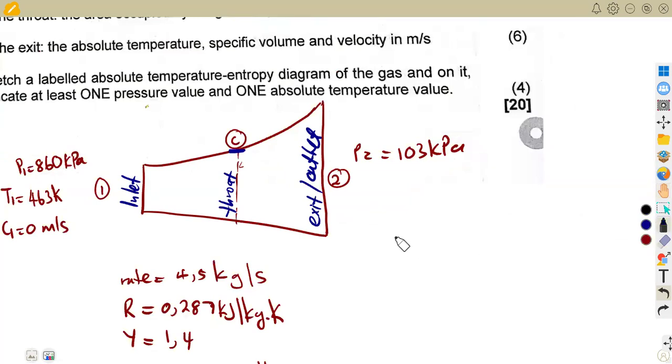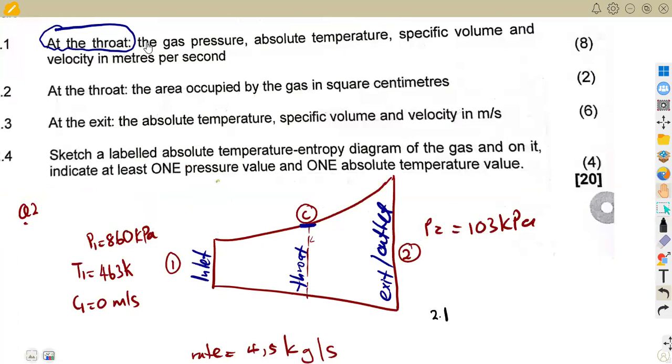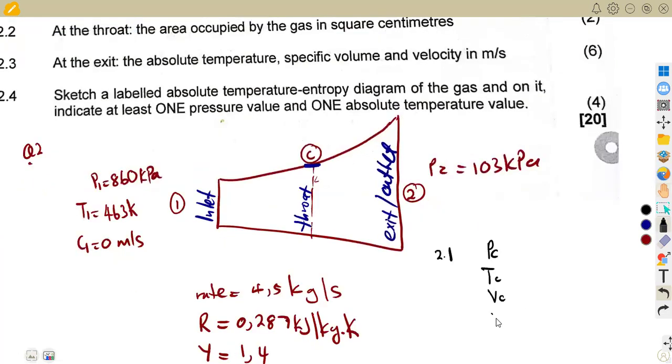So that's 2.1. At the throat, we are asked to calculate the gas pressure. We do not know the absolute temperature at the throat. We also do not know the specific volume at the throat, and the velocity in meters per second. We are supposed to calculate all these. So let us start with the pressure first.